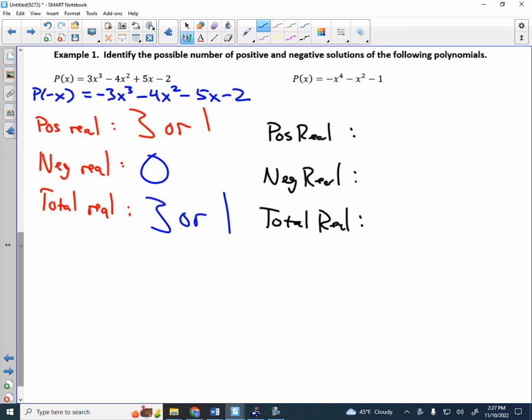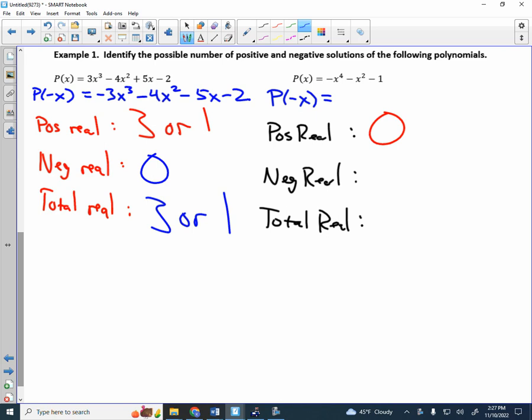Positive real. I look at the sign changes. How many sign changes are there? 0. None. There's no positive real solutions because there are no sign changes. There's none. Out of here. So in order to do the negative real, I must set up P of negative x. Do I leave it as negative x to the 4th or do I change it to positive? I leave it, right? If it's an even power, it's not going to switch.